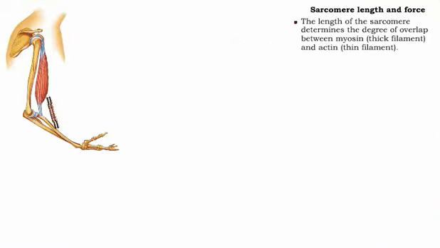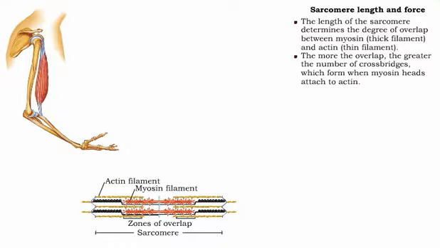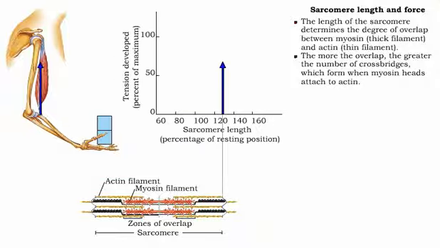Sarcomere length determines the degree of overlap between myosin and actin filaments. The more the overlap, the greater the number of crossbridges, the connections between myosin heads and actin. Because tension is generated when myosin heads pull on actin, the amount of tension produced in a muscle fiber depends upon the number of crossbridges formed in a myofibril.